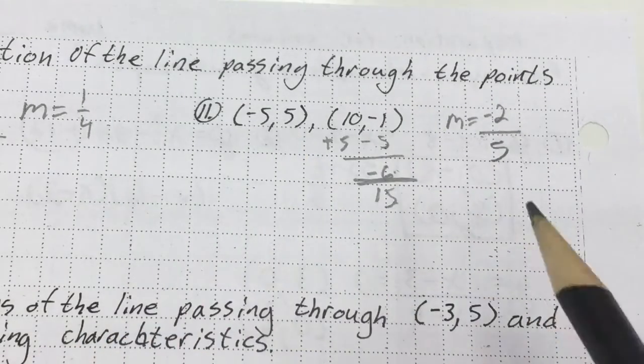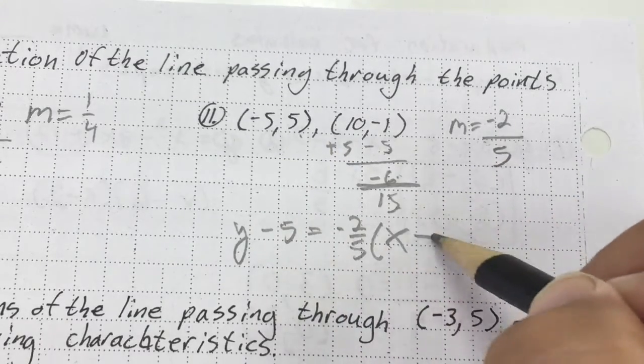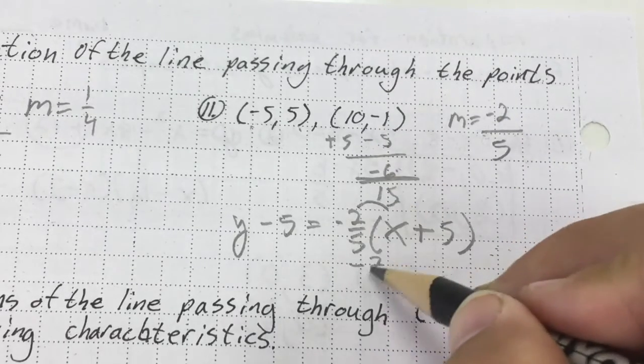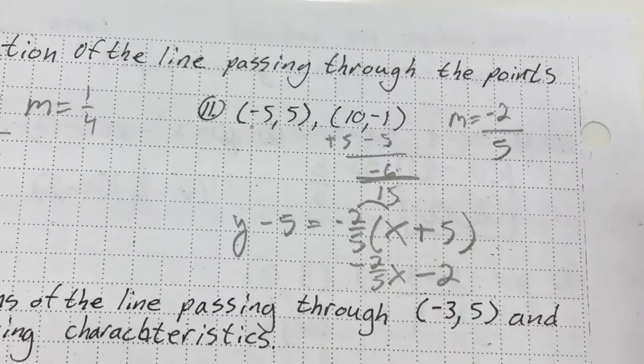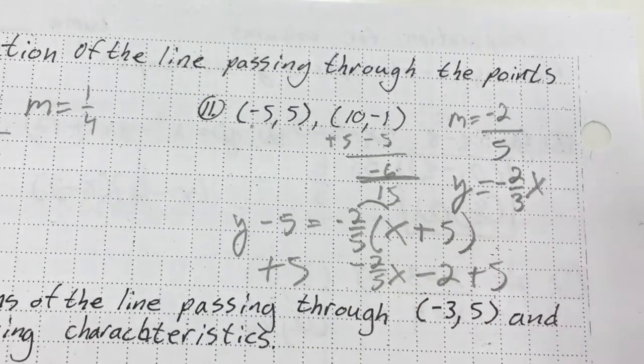I'm going to choose this point. I'm going to use the point slope formula. So y minus 5 equals negative 2/5 times x minus negative 5. Do a little arithmetic, distribute, so that's negative 2/5 x minus 2. Add 5, add 5. My equation is going to be y equals negative 2/5 x plus 3.